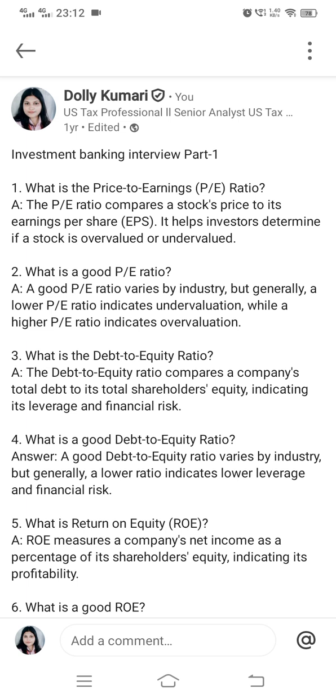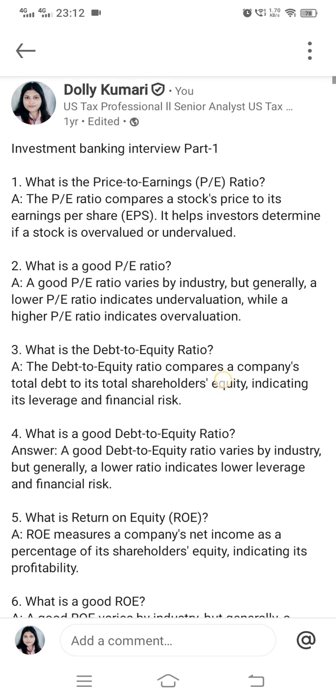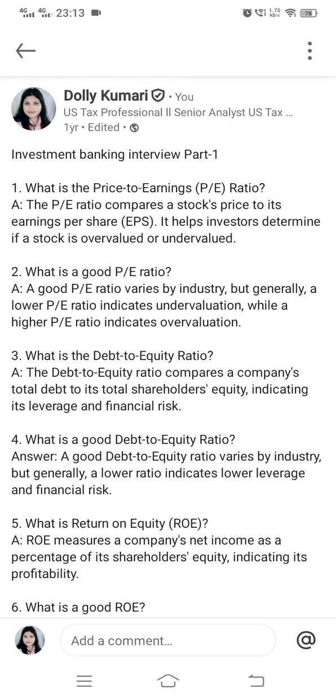Now comes the second question: what is a good P/E ratio? A good P/E ratio varies industry by industry, but generally a lower P/E ratio indicates undervaluation while a higher P/E ratio indicates overvaluation. In my point of view, having a good P/E ratio will help the investor earn more on the share they have invested in. So having a higher P/E ratio will be helpful and good.